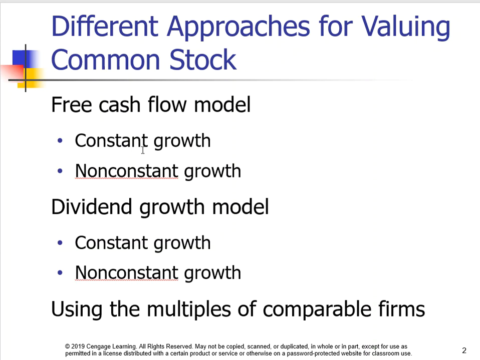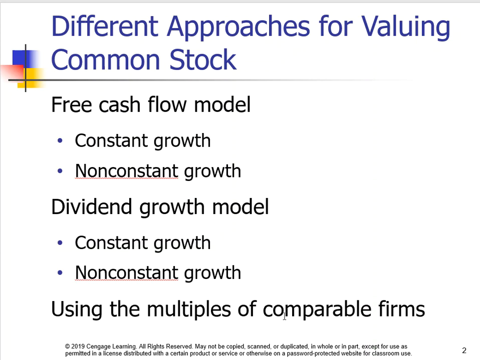And so there's two versions, the constant growth and non-constant growth, if the firm is experiencing constant growth rate or non-constant. And then the direct stock models, or the dividend growth models, same thing, constant growth and non-constant growth. And what you'll find is that the two methods are identical. The only difference is what's in the numerator. And then a third way to come up with a stock price is using multiples of comparable firms.